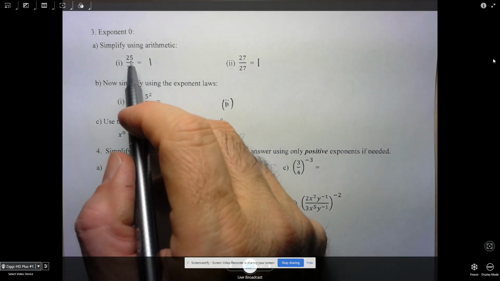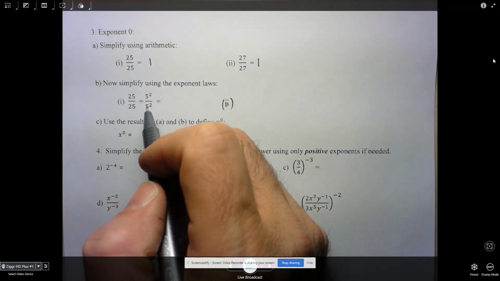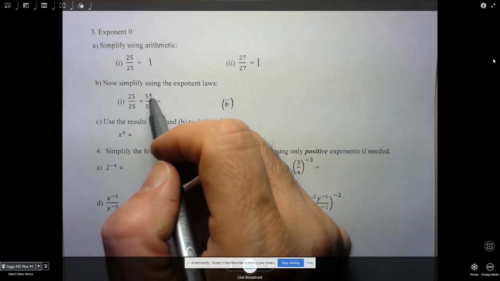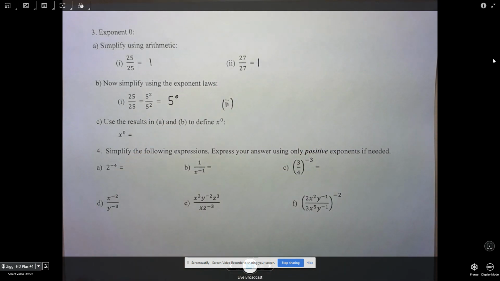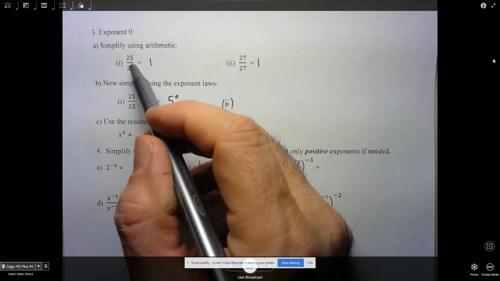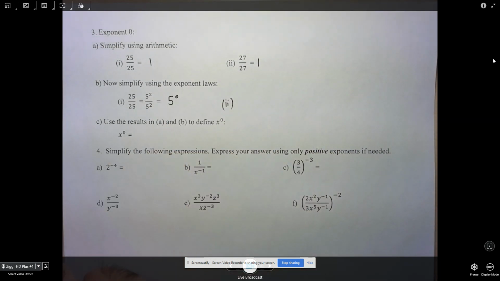So what I did is I wrote 25 over 25 as 5 squared over 5 squared. But look what happens when we now apply the exponent laws. 2 minus 2 is 0. So 5 to the 0. Since these two things were equal, that must mean that 5 to the 0 must be equal to 1.